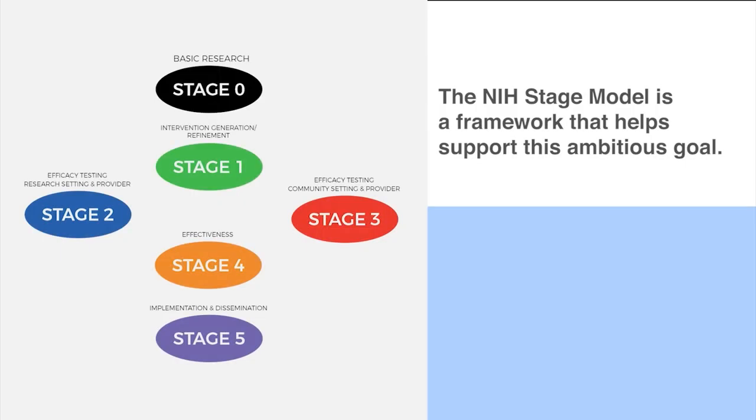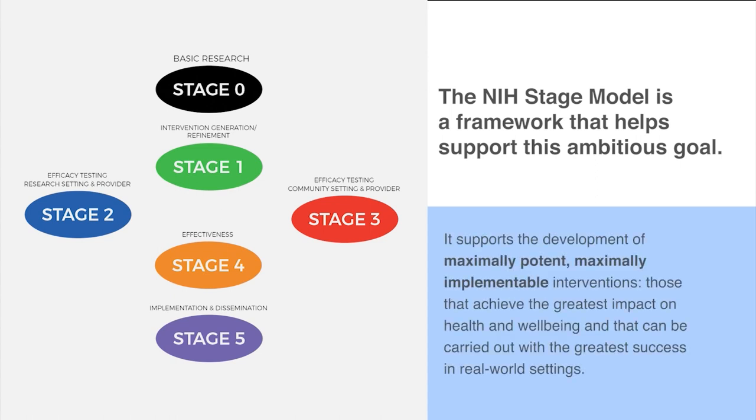And the beauty of the stage model is that it lays out, no matter where you are in that process, what you should be doing to make sure that people further down the process can build on your work and to make sure that your work is optimally beneficial to society. The NIH Stage Model is a conceptual framework that helps support this ambitious goal. It supports the development of maximally potent, maximally implementable interventions, those that achieve the greatest impact on health and well-being, and that can be carried out with the greatest success in real-world settings.